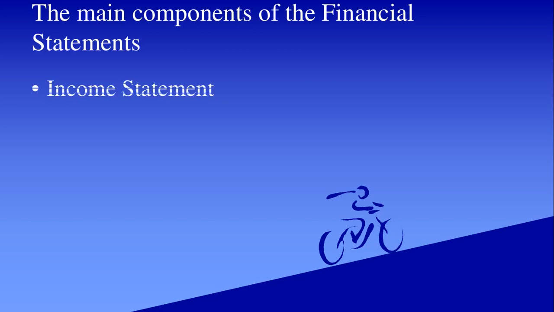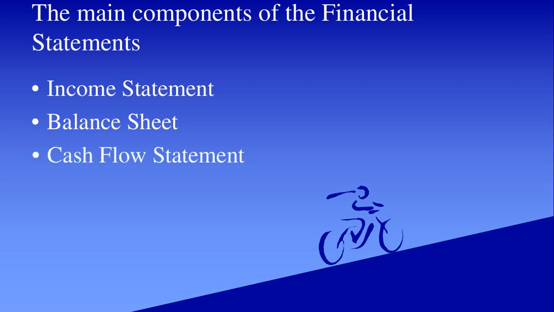The first one, and in my opinion, the most important, is the income statement. The second one, and very close in importance, is the balance sheet. In the balance sheet, you'll find things like the assets, the liabilities, and the equity. The next financial statement is a cash flow statement. This will tell you how well the cash flows of a company are.